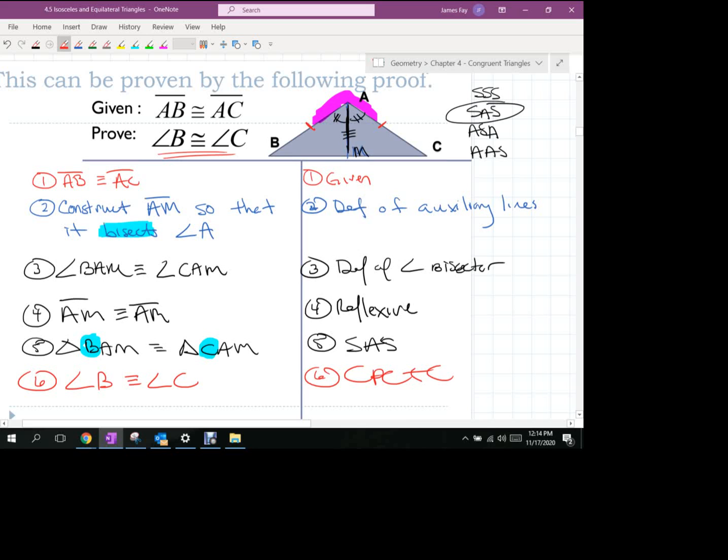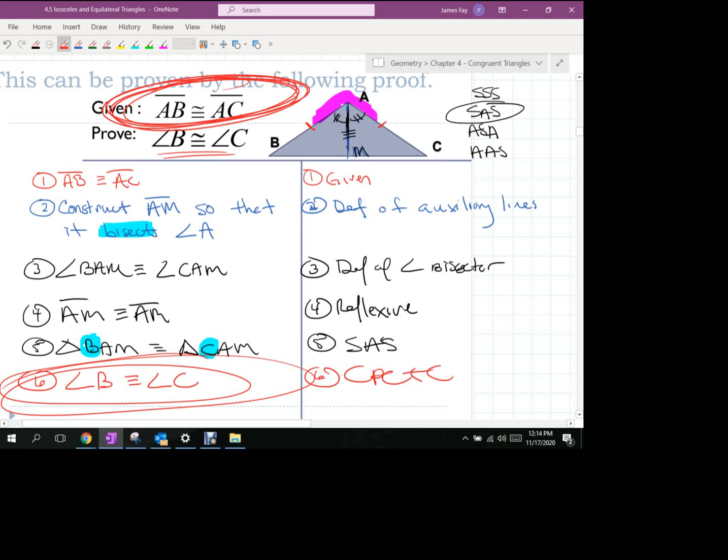But think about what we started with. We started with an isosceles triangle, and now we concluded that the base angles are congruent. That's going to be true now for every isosceles triangle that we come across. Did you guys know that before you came to class? Did you know base angles were congruent in an isosceles triangle? You ever seen that before? Okay, some heads bobbing yes, some no.